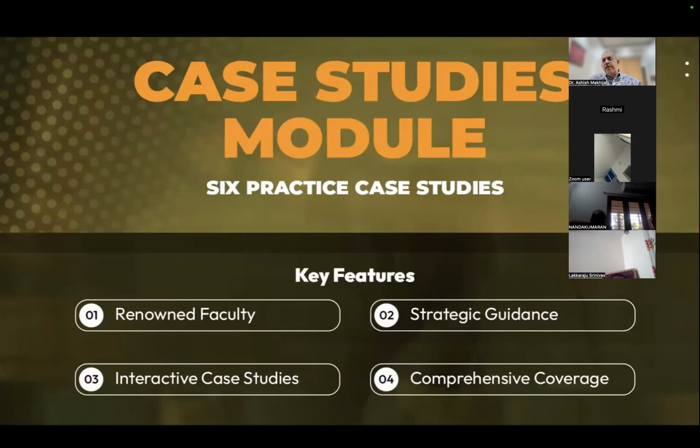People get confused on reading the business and general laws. This is the case study module. This is most important, friends. Once you have covered all the 3 modules, go to this module at the end only. 6 practice case studies, you will not get them anywhere. And these 6 case studies, friends, are different from what you get in the practice exams. In the practice exams, you will get different case studies.